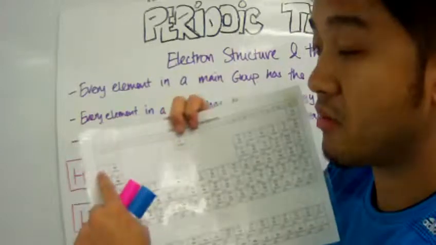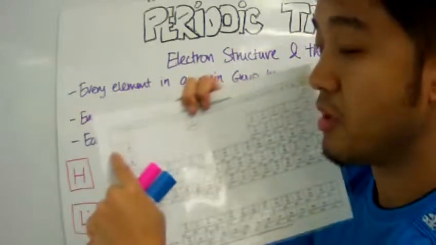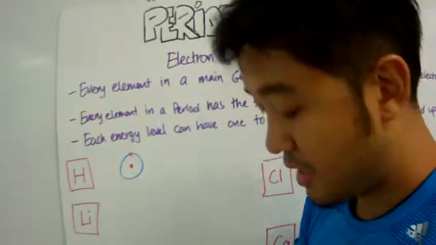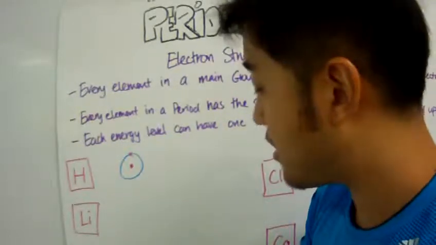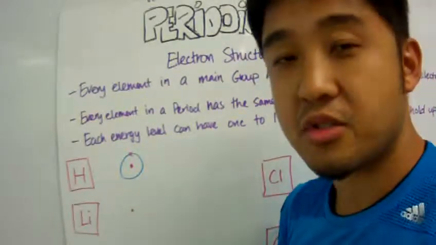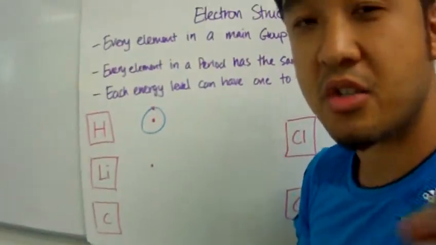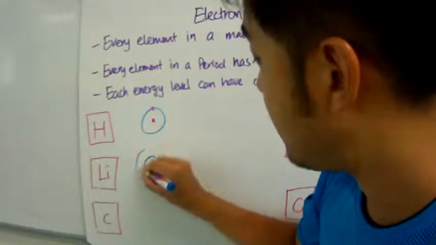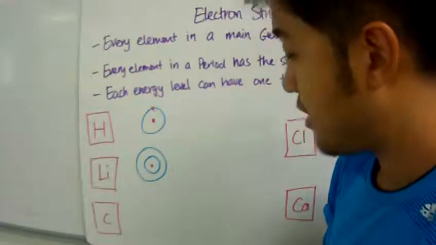Lithium is in row number 2, period 2, and it's in group 1. So let's draw the nucleus of lithium, and then it has 2 periods, right? So it has 2 energy levels. So I'm going to draw the first energy level and then the second energy level.